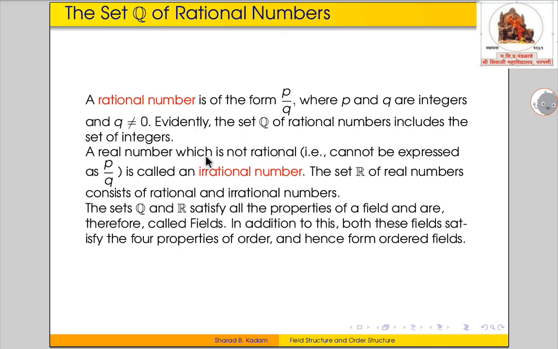Next, a real number which is not rational is called an irrational number. For example, pi is an irrational number. e, that is Euler's number, is also an irrational number. The set R of real numbers contains both rational as well as irrational numbers.